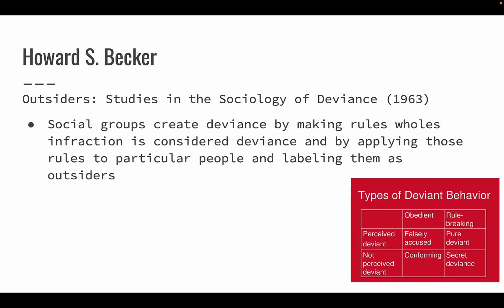Okay, this connects to Becker. In his book Outsiders, Studies on the Sociology of Deviance in 1963, the term outsiders, according to Becker, refers to individuals who are considered by others to be deviant, and these labeled individuals are considered to be outside the circle of normal members of the group. So social groups create deviance by making the rules whose infraction is considered deviance, and by applying those rules to particular people and labeling those people as outsiders.